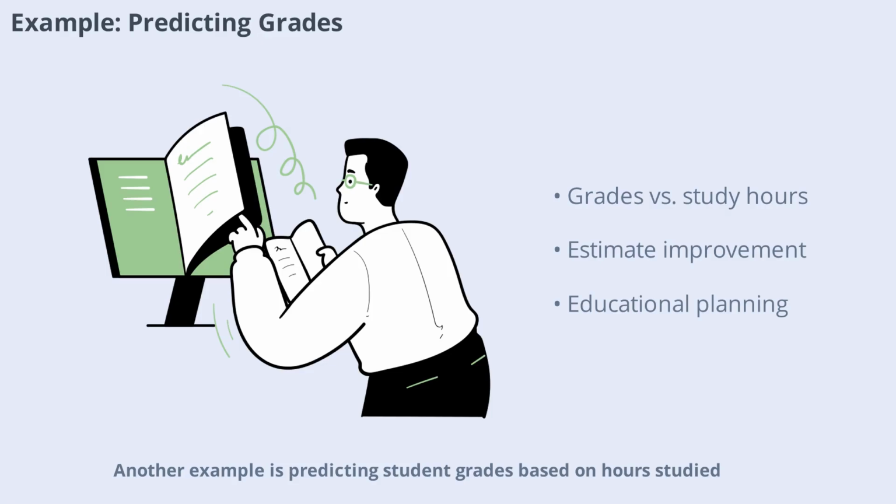Another example is predicting student grades based on hours studied. By analyzing the relationship between study time and exam scores, you can use simple linear regression to estimate how much a student's grade might improve with additional study hours. This approach is useful in educational research and planning.